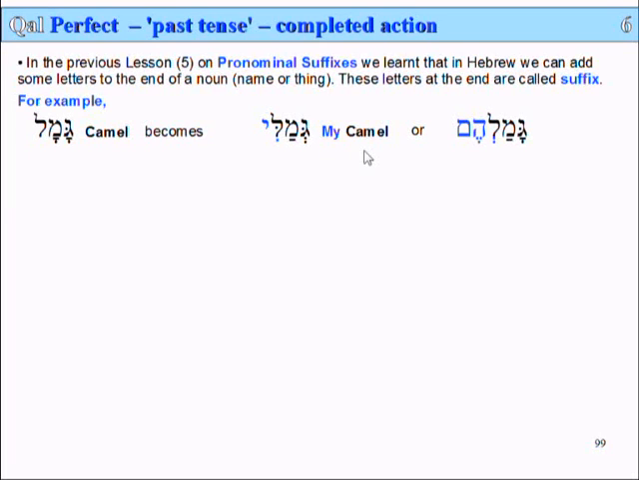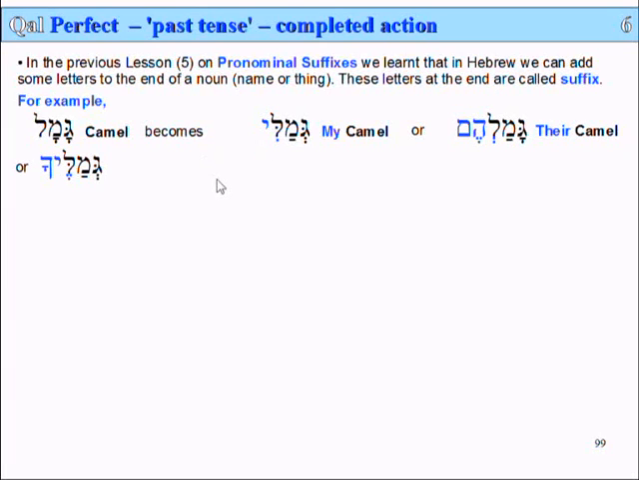Or if we add the hem here, we have gamal hem, their camel. So these things in blue, they are called suffixes, or pronominal suffixes in particular. They tell us whose camel it is, who it belongs to.